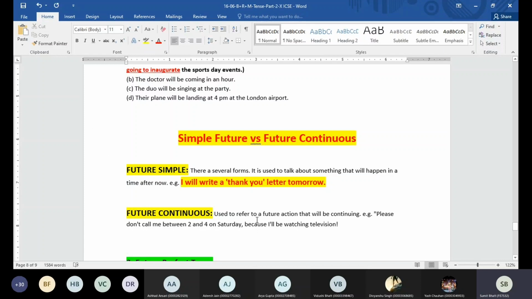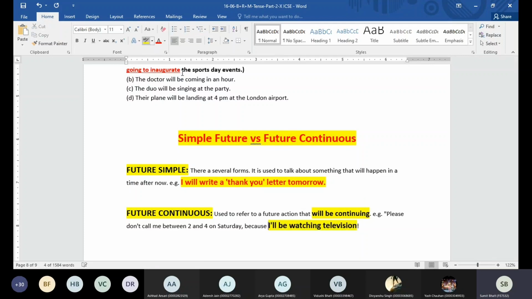Future continuous will be used to refer to a future action that will be continuing. If you have something which will be continuing, in that particular case, we are going to go for future continuous. Like, please don't call me between 2 and 4 on Saturday. Between this time, don't call me. Because what the person is going to do, he'll be watching television. Okay, everyone. Doubts so far? Yes, sir.